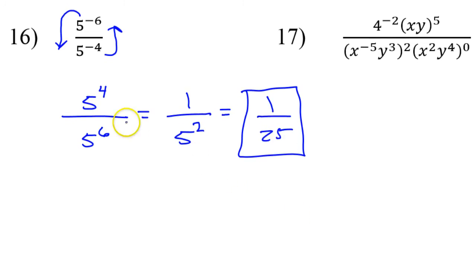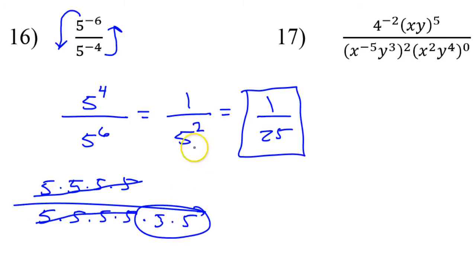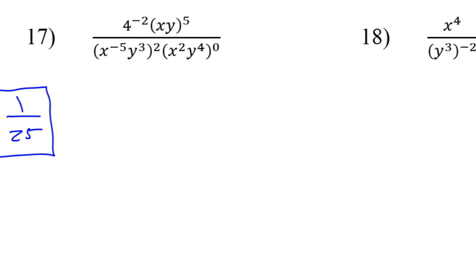Now, if anybody is not 100% clear on how I got 1 over 5 squared, just remember, 5 to the 4th power is 5 times 5 times 5 times 5. 5 to the 6th power is 5 times 5 times 5 times 5 times 5 times 5. So these four 5s are going to cancel out these four 5s. That's going to leave two 5s in the denominator. That's why I have 5 squared right here. Okay, now moving on to number 17.